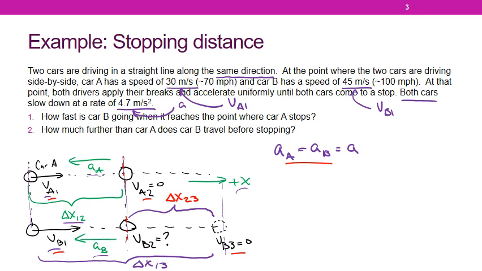So I can't simply find the time it takes for car A to reach position 2 and use that to tell me when car B reaches position 2, because they don't happen at the same time.